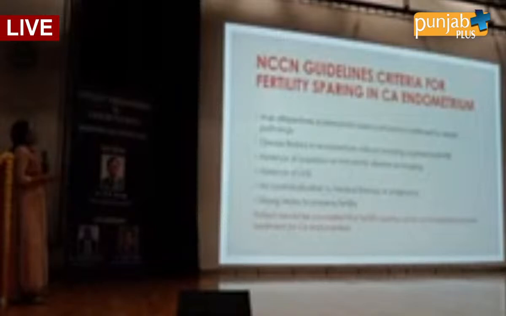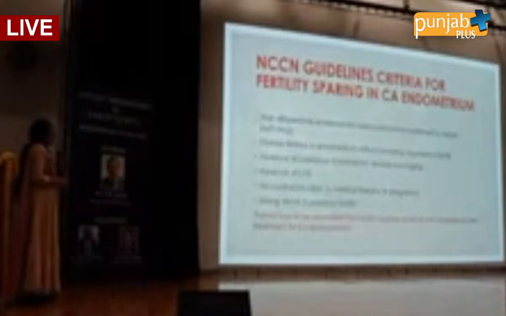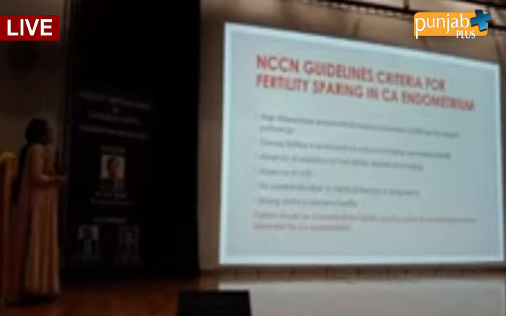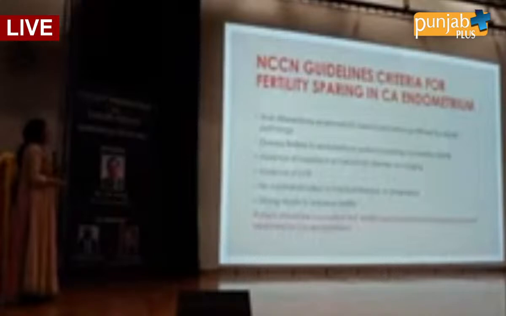What are the criteria we should select for preserving fertility in endometrial cancer? So the tumor should be well differentiated endometrioid carcinoma. It should be confirmed by the expert pathologist. The disease should be limited to endometrium without invading the myometrium. There should be absence of suspicious or metastatic disease on imaging like CT and MRI. Absence of lymph vascular space invasion. There should be no contraindication to medical therapy or pregnancy.